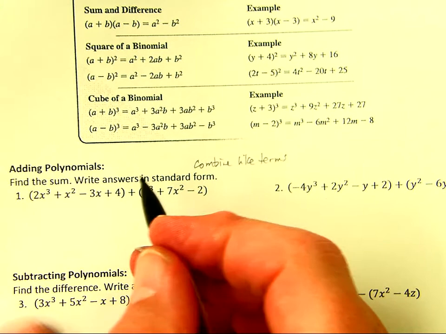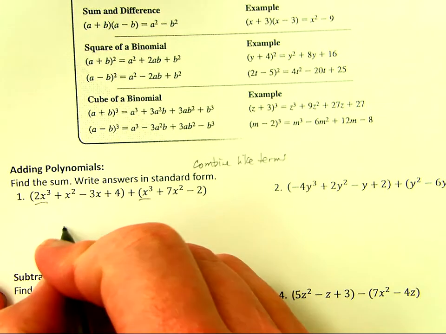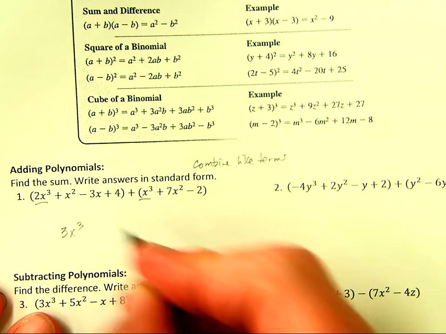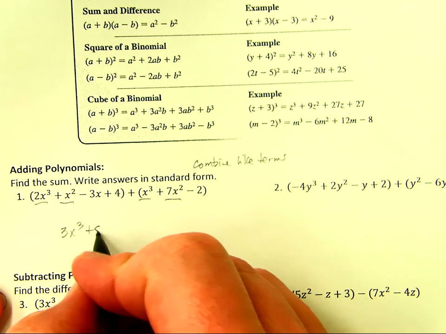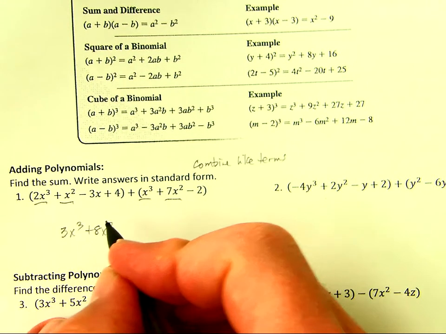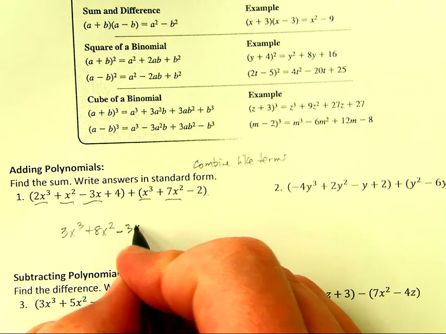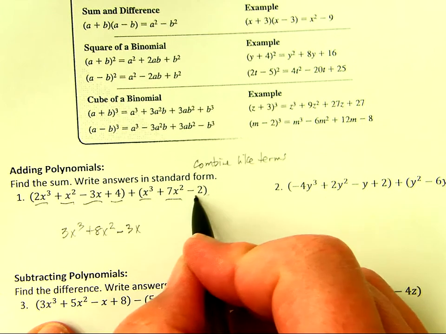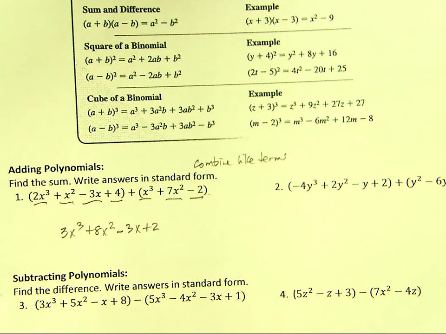So you just go through and say, okay, I have 2x cubed and x cubed, so 3x cubed. I have an x squared and a 7x squared, 8x squared. I have a negative 3x and no x over here, so negative 3x. And I have a positive 4 and a negative 2, plus 2. And that's your answer.